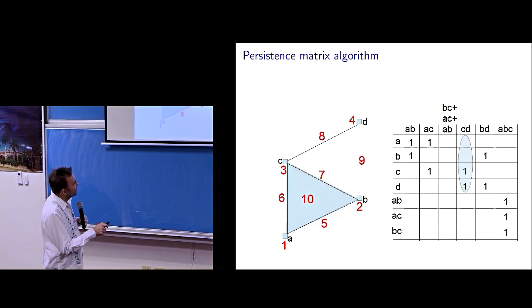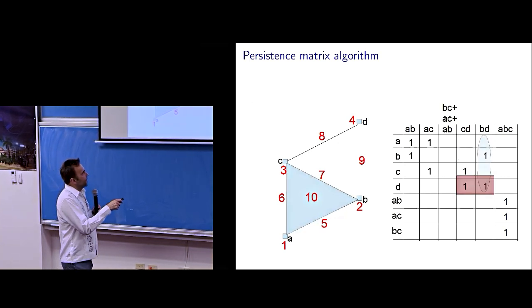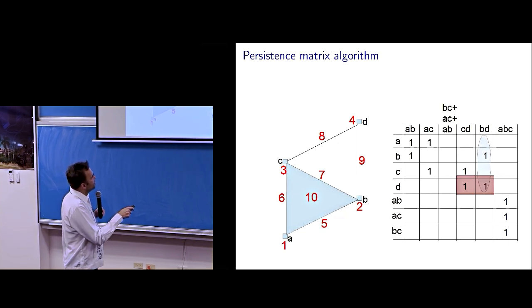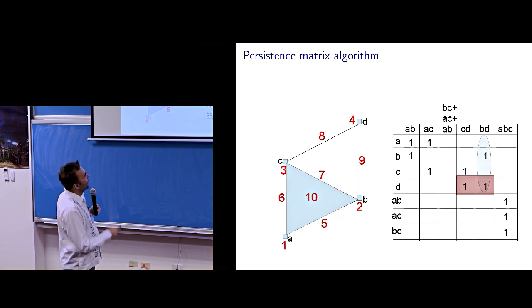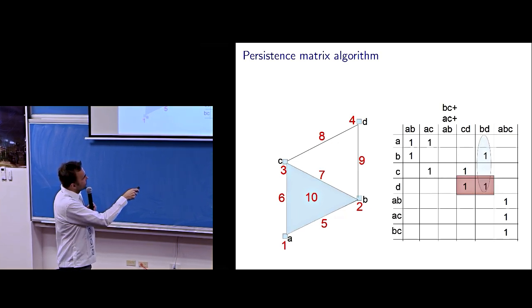And I'm checking the same condition. Well, there's nothing non-zero over here. So I can move further. And I see, again, the collision. So the lowest non-zero entry of the column BD is the same as the lowest non-zero entry of the column CD. So I'm making an addition. So 1 plus 1 equals 0, 1 plus 0 equals 1, 0 plus 1 equals 1.